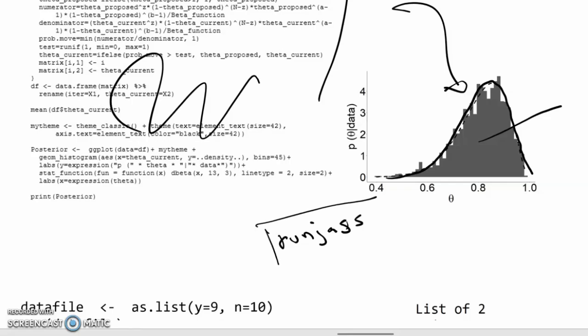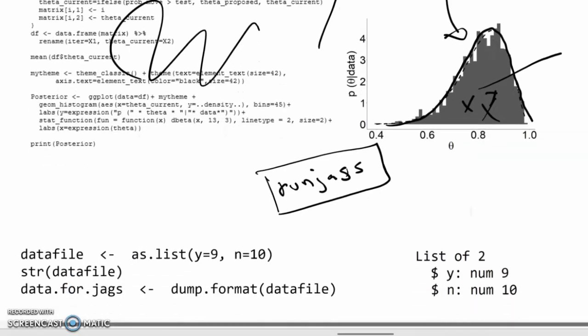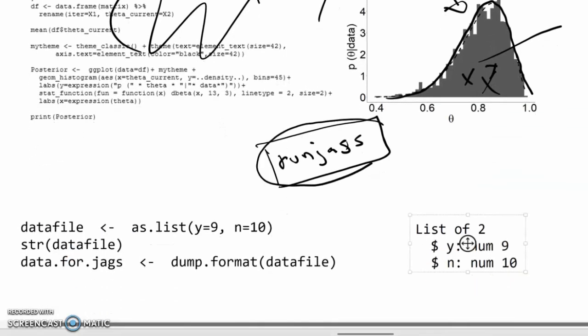So what we're going to have is runjags, which first of all is going to enable us to use much simpler code, and secondly, we're going to get much better graphics. So if we're going to use runjags, one of the things we have to do is prepare the data.